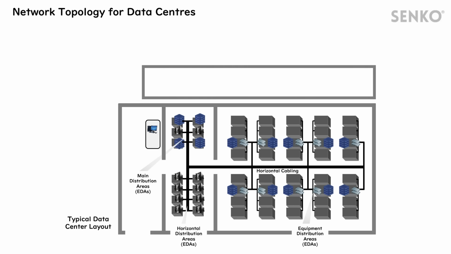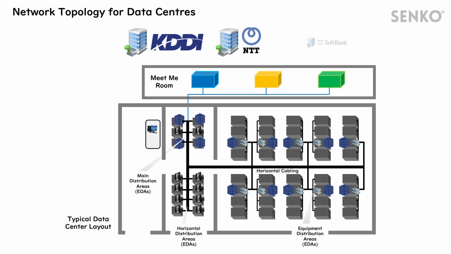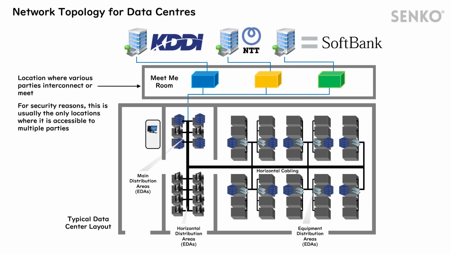Through data center interconnect networks, the routers are connected to cross-connect racks in a meet-me room where multiple service providers can bring the connection back to their desired data center location. For security reasons, the meet-me room is the only location that is accessible to external parties.